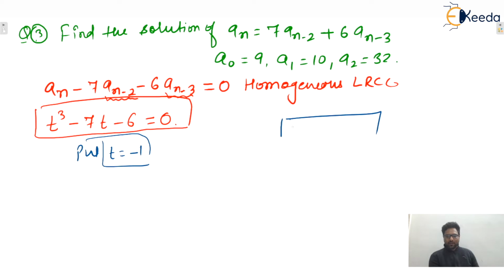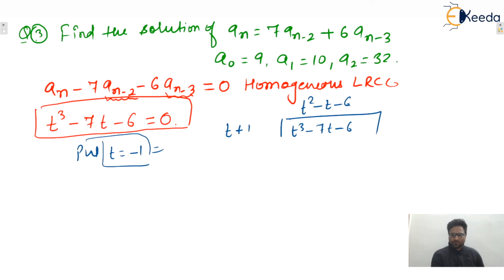Now divide t cube minus 7t minus 6 by t plus 1. Isn't it? So after division, what will be the quotient? We can say that the quotient will be t square minus t minus 6.